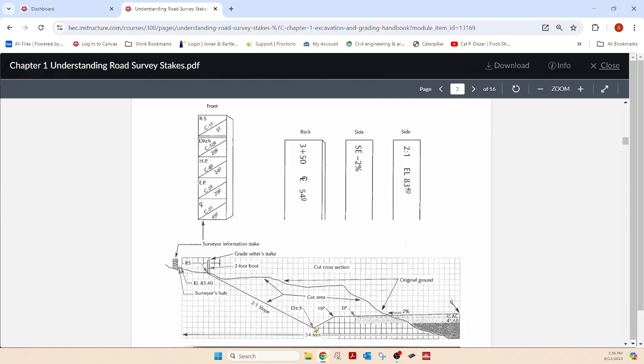What in the world is the elevation of the flow line of the ditch? The elevation of the flow line is 82.4 minus 10 feet is 72.4 feet above sea level. That's really important because you'll need to know that if you want your water to drain, right? You don't want your ditch to be any higher than this unless you want it to drain toward us or away from us respectively.